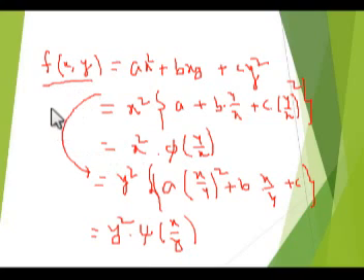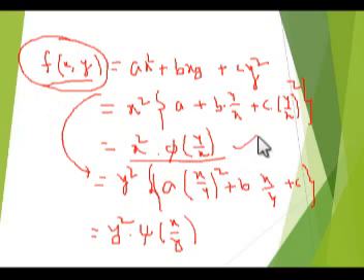But we have to note carefully that the function must be expressible in terms of one of these two forms. Then the function is called a homogeneous function. So let's start Euler's theorem.